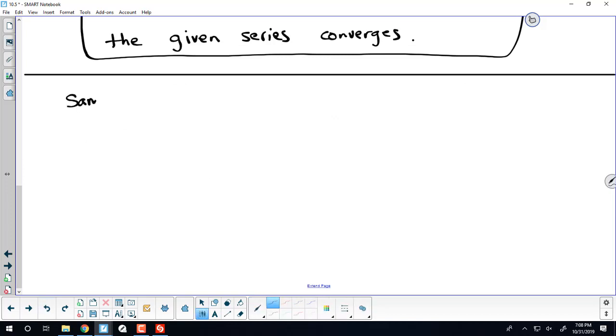So same example. This time let's choose a series to compare to that's, let's say, 1 over 100 to the k. Let me see if I want to. I'm just trying to cover all 3 of those scenarios mentioned in the limit comparison test.